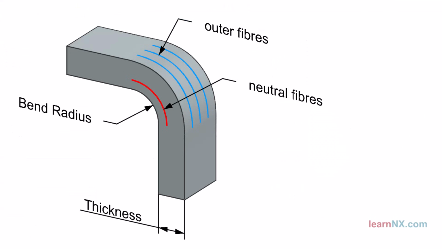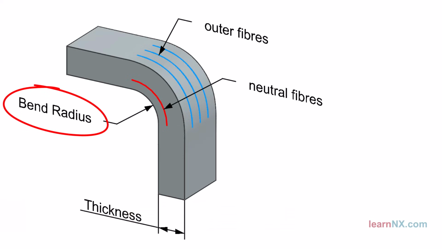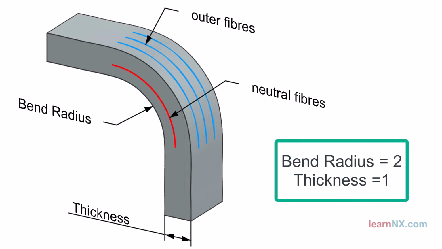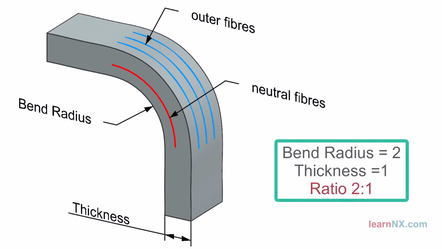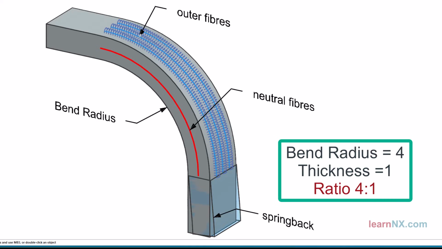Let's start with one of the most important questions in the design of sheet metal parts. How large is the bending radius? That depends, of course, on the material and the sheet thickness. Therefore, the bending radius should always be selected in proportion to the sheet thickness. For very hard steel sheets, a ratio of 3 or 4 may be necessary. This means that the bending radius is 3 times the sheet thickness. However, such large bending radii lead to significant springback.